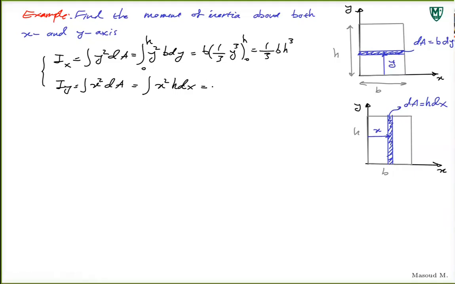This becomes h comes out, 1 over 3 x cubed, changing from 0 to b, sorry, not h. That's the limit for x: x goes from 0 to b. So this becomes 1 over 3 h b cubed. So these are the values for area moment of inertia, or briefly moment of inertia, about the x-axis and y-axis for a simple rectangle if the coordinate system is placed on the corner of this rectangle.